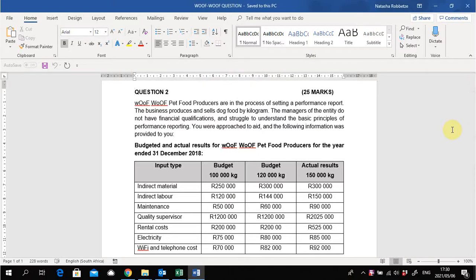So I want us to read together. This question is called Woof Woof, and it says that this business produces pet food and it needs to set a performance report. The business produces food for dogs and then they sell it by kilogram. The manager of the entity doesn't have any financial qualifications and they struggle to understand the principles of performance reporting. Therefore, you were approached to aid them and they gave you the following information.